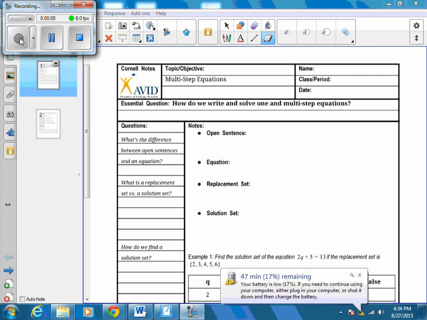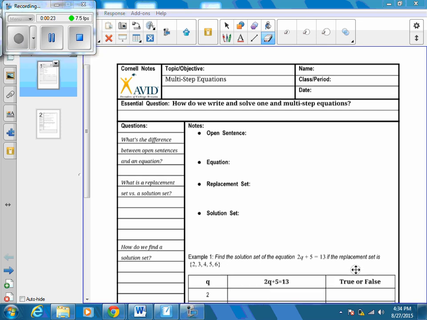Alright, so this should all be a review, but sometimes we need a little bit of a refresher. So our essential question says, how do we write and solve one and multi-step equations? So before we start solving equations, let's go ahead and define some vocabulary.